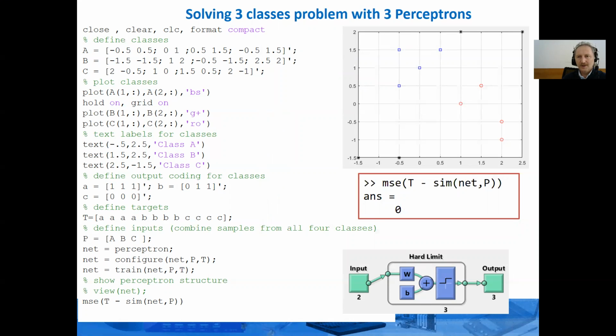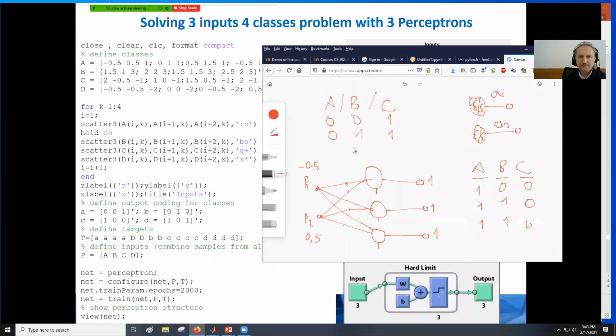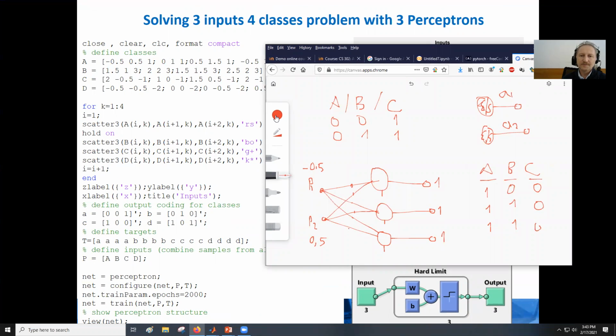We can also use 3 perceptrons. Again, a 4-class problem, 3 perceptrons. In that case, we have D class also. D class, yes. Which codes have we used? This one. We have A, B, C, D classes, and how many perceptrons do we need to use? 3 perceptrons we need to use.